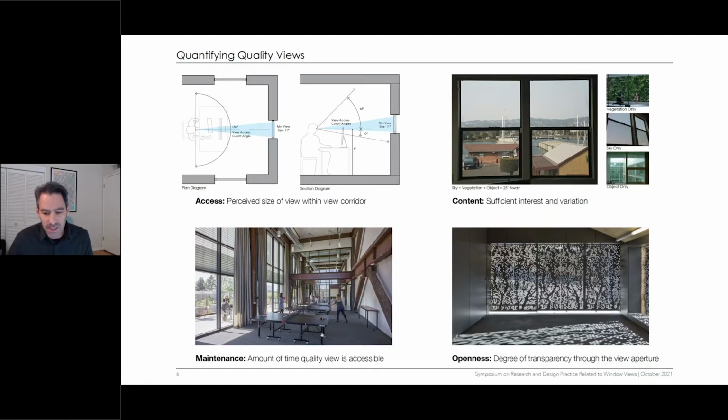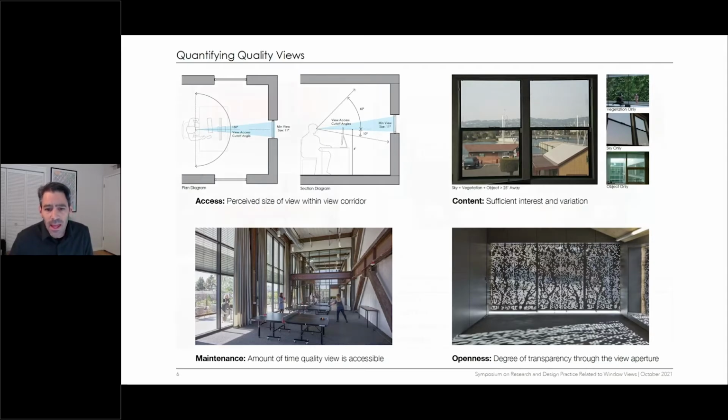And then we've actually separated out what we call view maintenance, the amount of time that the quality view is accessible, as opposed to conflating it into clarity. But in this talk, I really want to just focus on access because, as I pointed out before, there are certain limitations to the existing metrics for access.